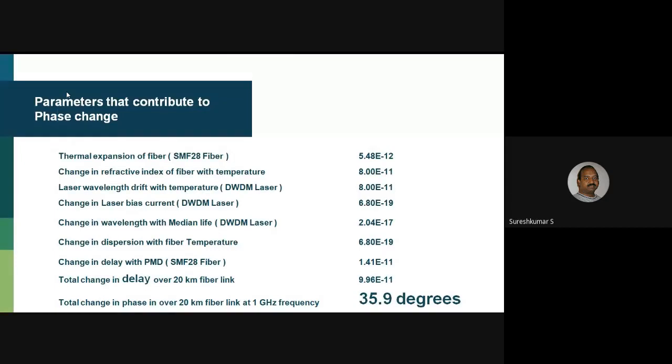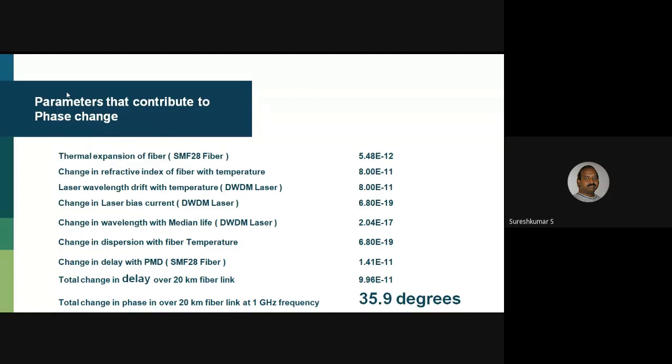So what are the parameters which contribute to the phase variation? We think that only the thermal expansion of the cable gets affected, but there are various things. The refractive index of the fiber also changes with temperature. With temperature, the laser bias current can change. The laser wavelength could change with lifetime. The dispersion of the fiber with temperature can change. The polarization mode dispersion can change. All put together, you get around 9.96 times 10 to the power minus 11 seconds of delay over a 20 kilometer fiber link. When you convert back to phase, for a 1 gigahertz signal over a 20 kilometer distance, it is around 35.9 degrees, but the variation is too small with temperature. It is a gradual change with temperature. They do vary, but it is gradual.